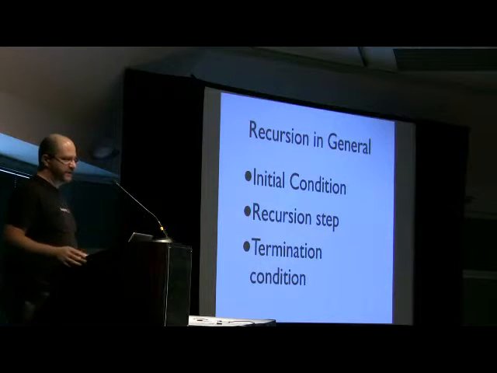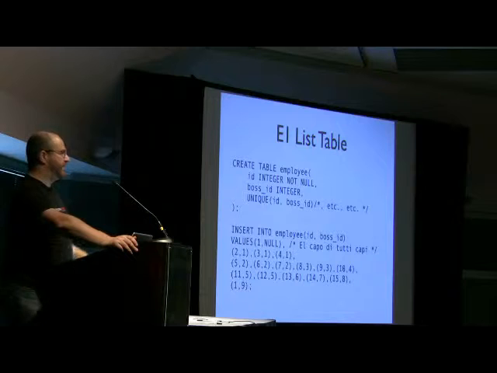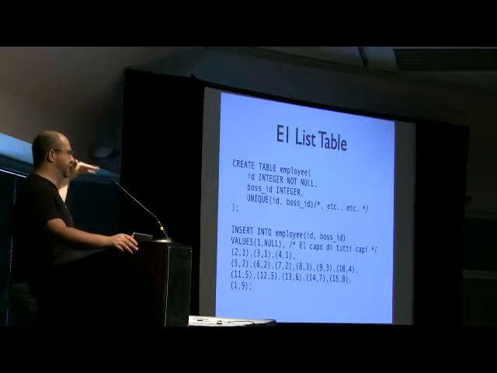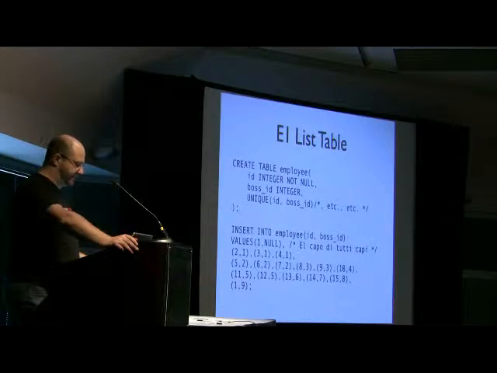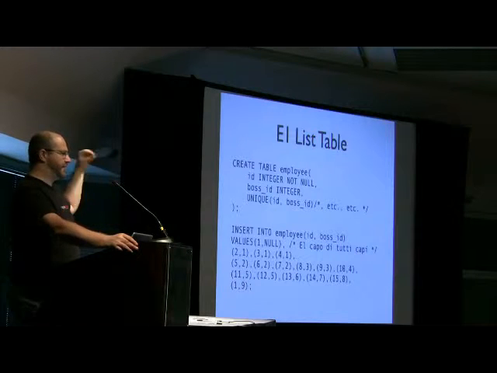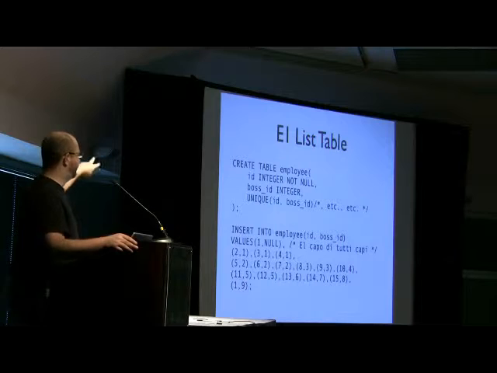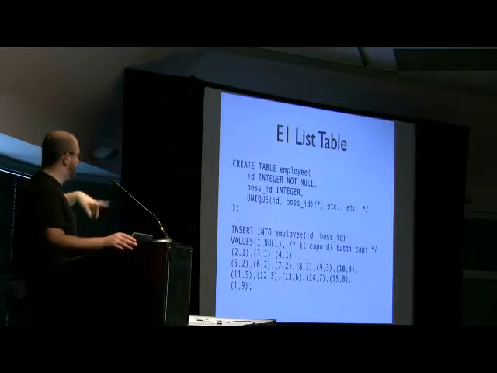Okay, so typical example, we have a table that basically shows relationships between employees and their bosses. So we're going to populate this table. We're going to define the top boss as the person whose boss is null. So we have an adjacency list, and we have one boss.